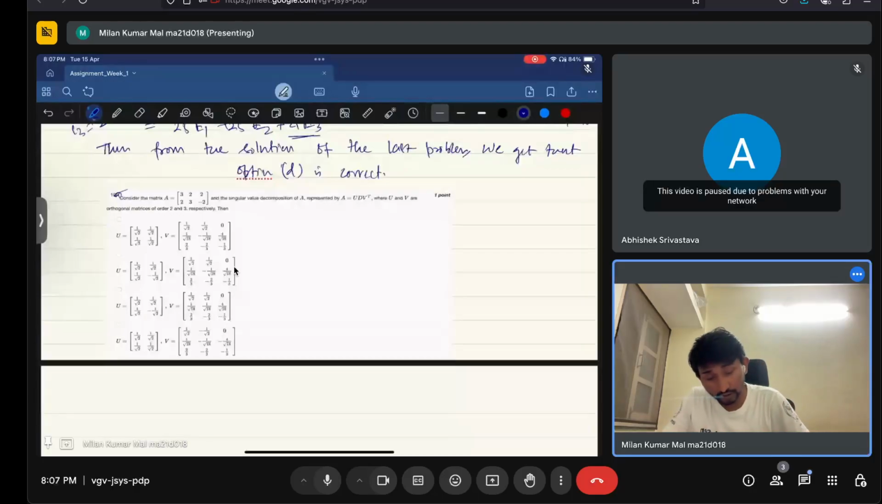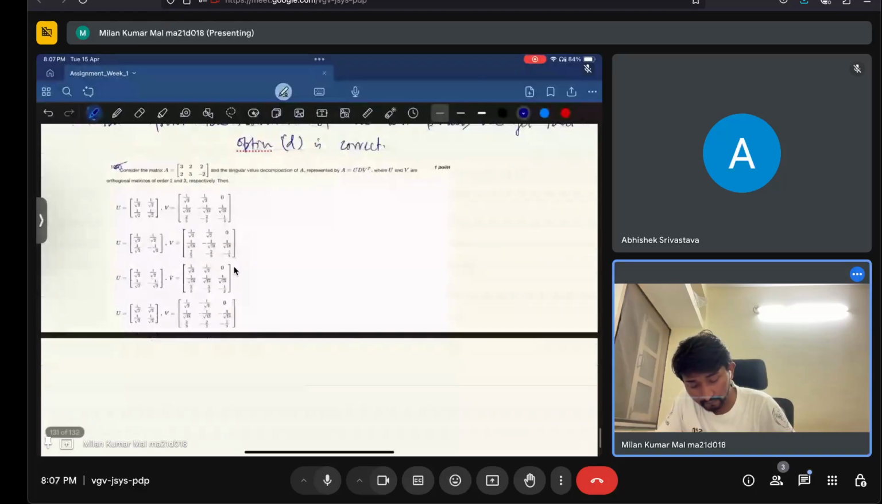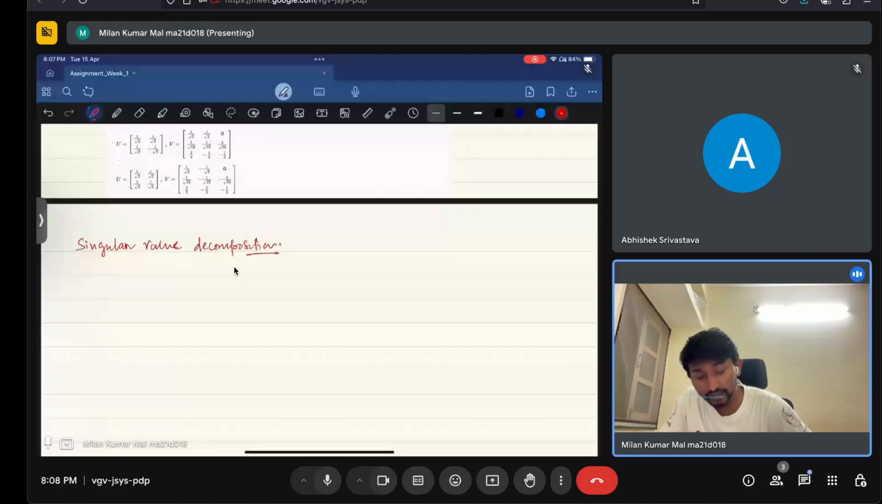So as we know, singular value decomposition. What that says is: let A be a matrix of order m by n over the complex field.